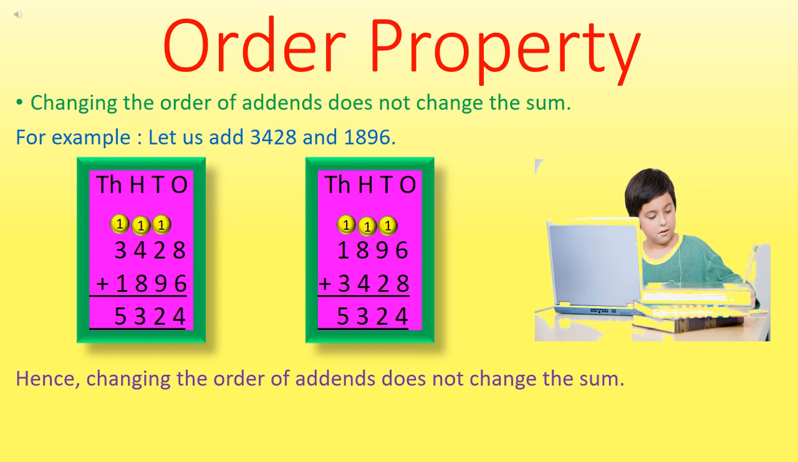And here also we got answer 5324, where we had written 1896 first and then we had written 3428. And both the answers are 5324. Hence, changing the order of addends does not change the sum.